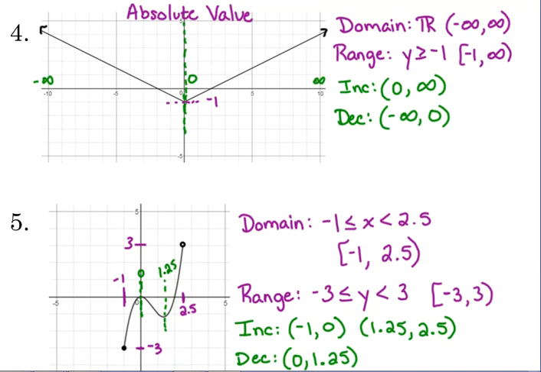All right, let's look at the absolute value on the back. Like the quadratic, it has two zeros. One of them is at -2. One of them is at +2.